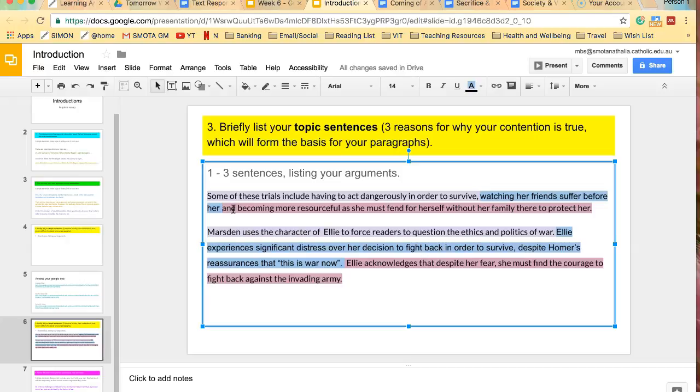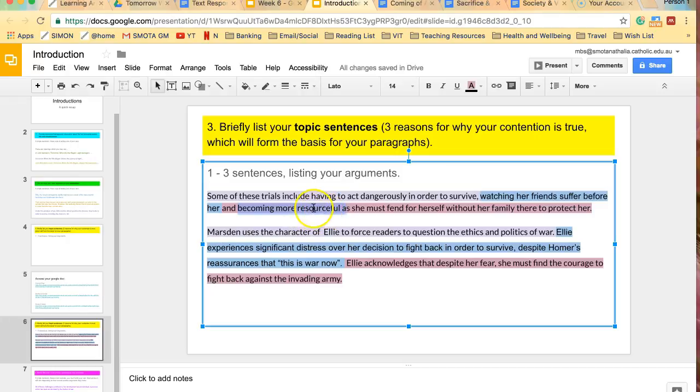Then finally, your third paragraph and your final body paragraph would show me how Ellie becomes more resourceful. So when does she become inventive with the things that she chooses to do and how they fight the war? How does she use all the skills that she's obtained over her whole life to help her and her friends win the war?